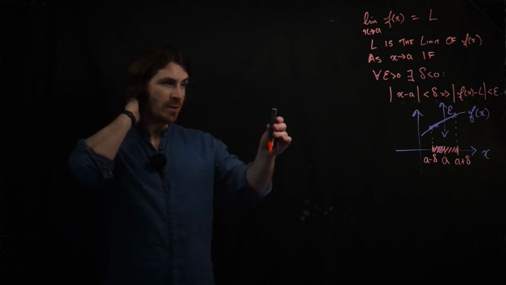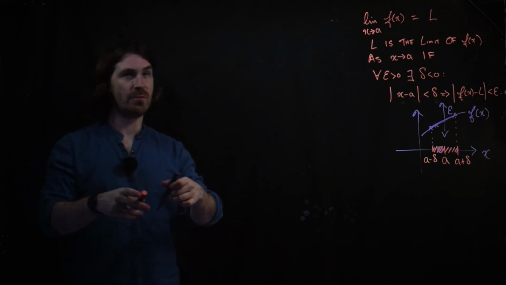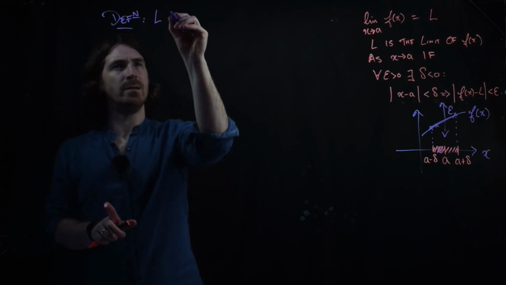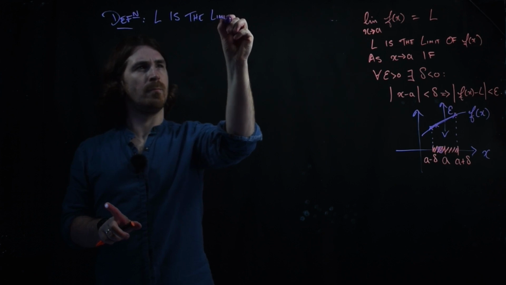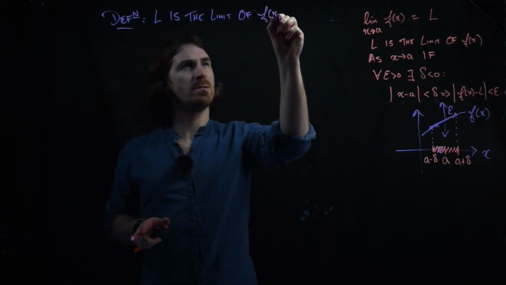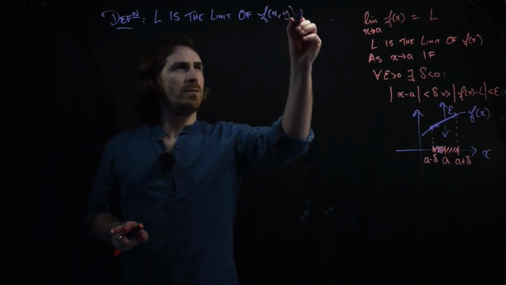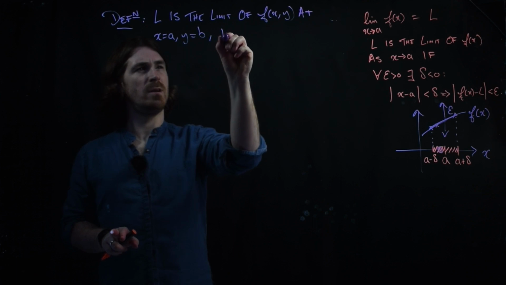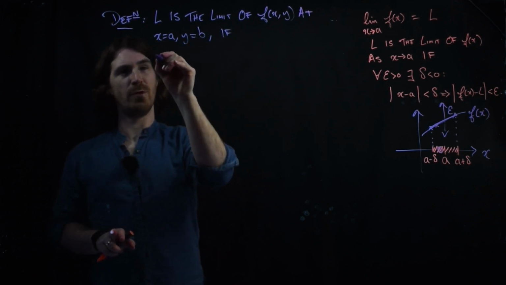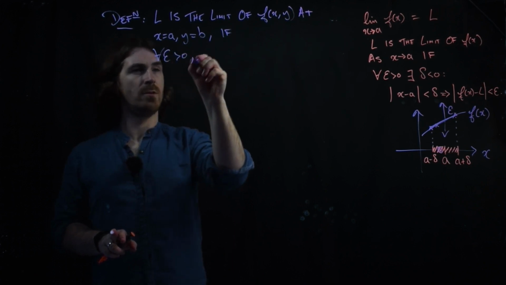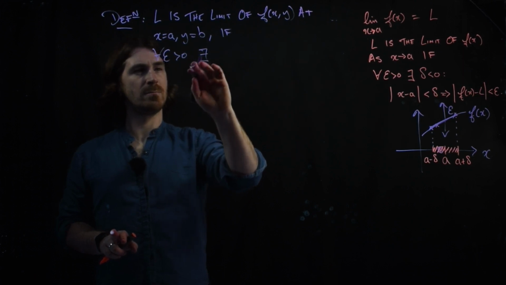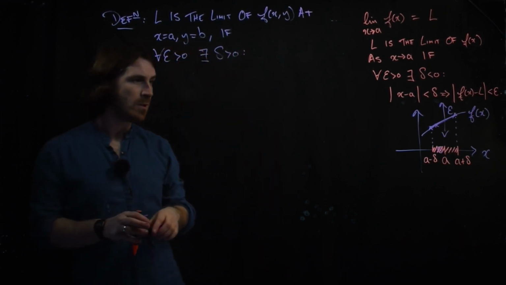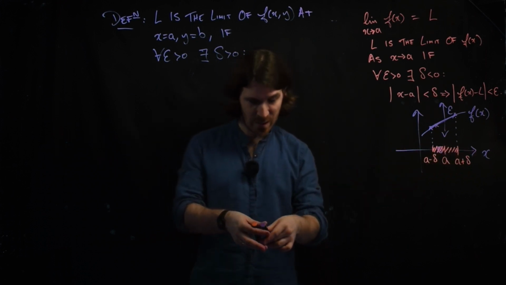Okay, so we can generalize this and think about a function of two variables. So let's define the limit of a function of two variables. L is the limit of a function of two variables, f of x and y, at x equals a, y equals b, if for all epsilon greater than 0, there exists a delta greater than 0, such that, and now it's not the distance in one dimension, we have to think about two dimensions.